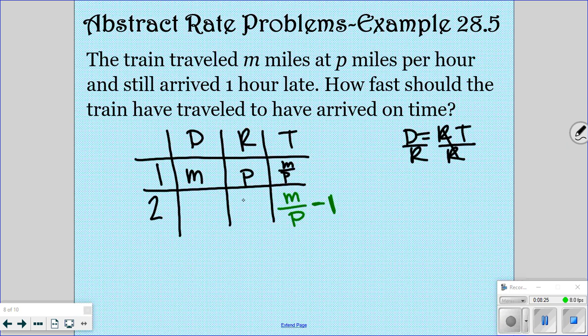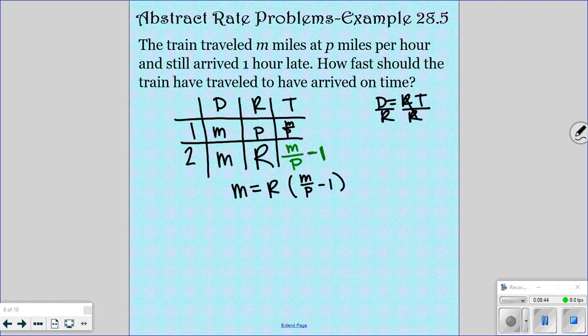And it wants to know how fast. So what is our rate? And we still are traveling the same distance, m. So now we're going to solve for our r. So d equals rt. So m equals r times t. So m equals r times m over p minus 1. And then you're just going to solve for your r.